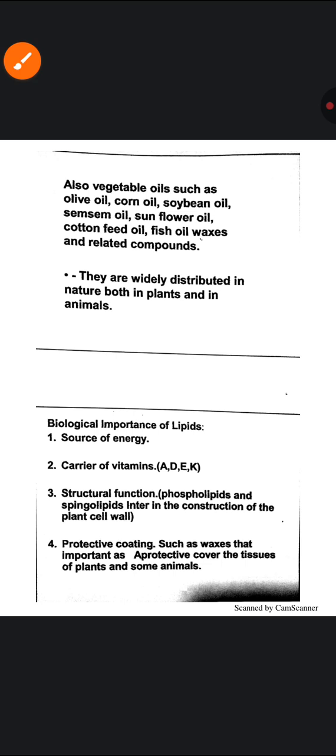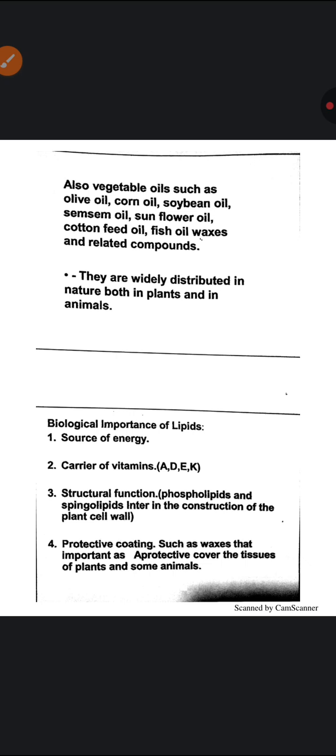So next, we are going to see the function of lipid, that is biological importance of lipid. Lipids are source of energy. Yes, lipids also provide energy, but they don't provide energy like carbohydrate, but they provide energy when it's needed. They are carriers of vitamins A, D, E, and K.